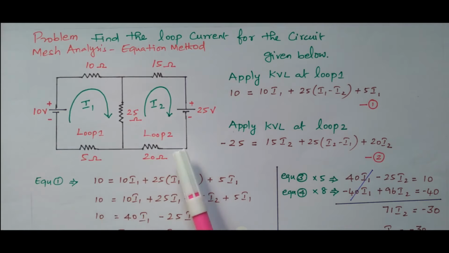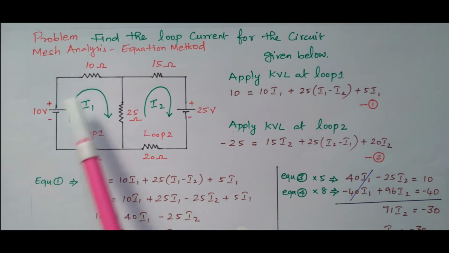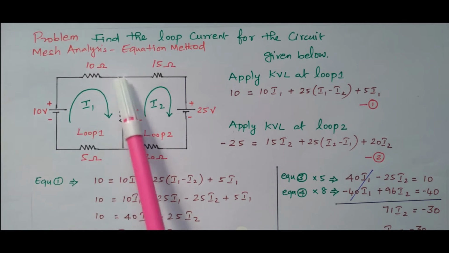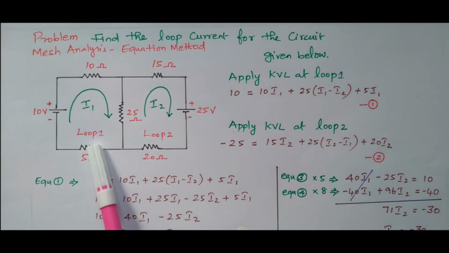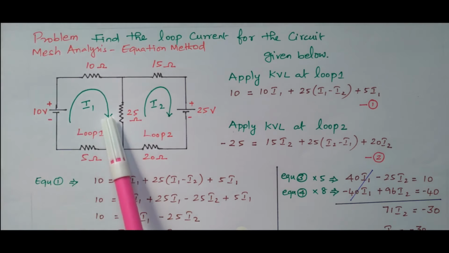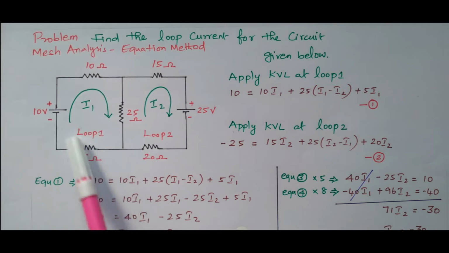By seeing the diagram we can identify this as one closed loop. It's called loop 1, containing the 10 volt source, 10 ohm, this 25 ohm and 5 ohm. We can consider this as the first loop, loop 1. The current flowing through the first loop is I1. See the current direction: it is flowing clockwise.